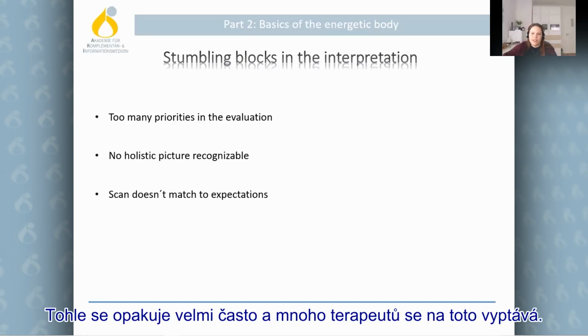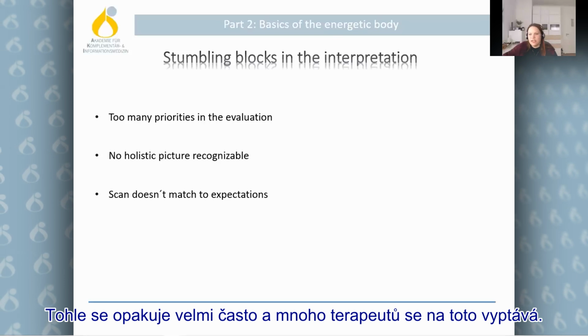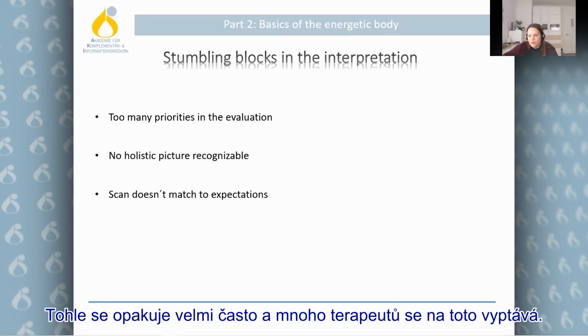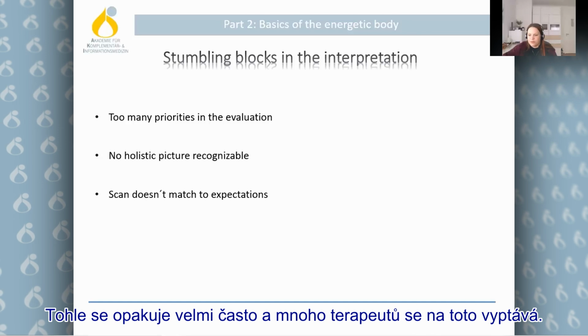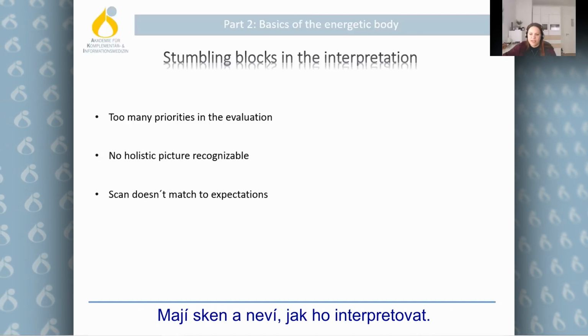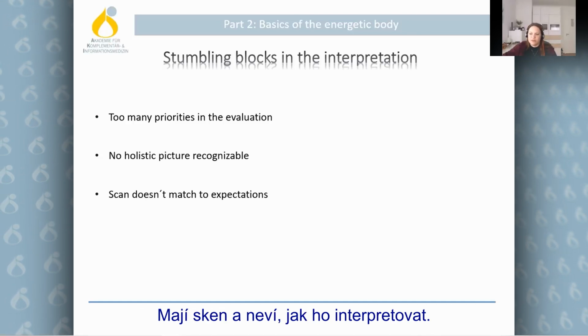This is what happens really, really often. And this is what many questions come back to from the therapists working here in Germany. They have a scan and struggle with interpreting it.